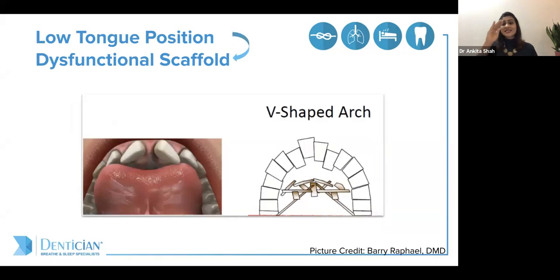And when the tongue is resting low, we are going to have a narrow palate, which narrows the nasal cavity. The minute you have a narrow palate, we've lost the length of the arch, the maxillary arch as well as the mandibular arch, and we are going to get crooked teeth.